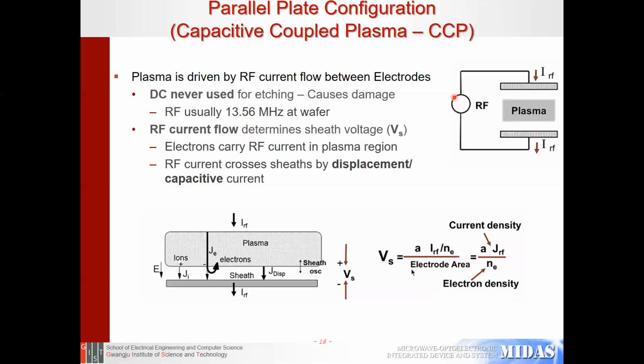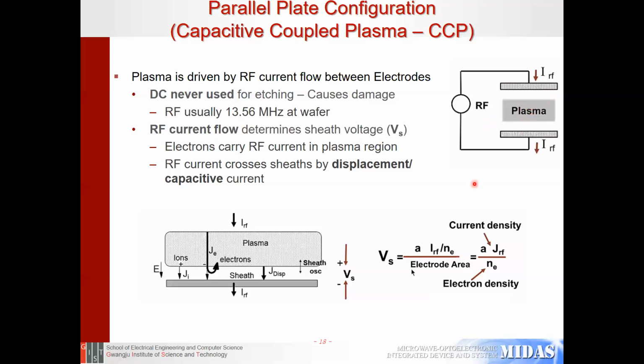In the plasma region, the electrons carry the RF current. There are a lot of mobile electrons that can carry the current in the plasma region, but at the two sheath regions, or depletion regions, there are not enough electrons to carry this RF current. So how does the RF current get across this region? By using the displacement current, or the capacitive current, the RF current gets across these sheath regions.